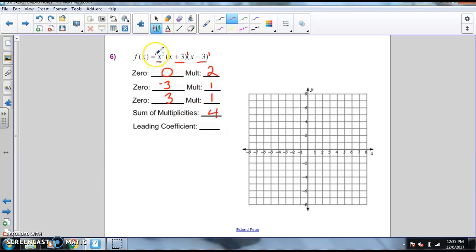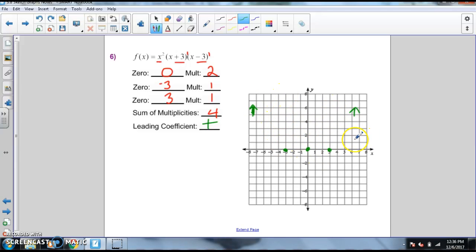And then look at your out front. Is this out here positive or negative? In this case, it is positive. It doesn't show us anything, so I'm going to put a positive sign there. Okay, so identify all your information, then start sketching. So I have a 0 here with multiplicity 2, and 1 at -3, and 1 at +3. My leading coefficient is positive, so that tells me my right side is going up. My sum of multiplicities is also positive, or even, so that means my left side is also going up. So my graph is going to do something like this here.